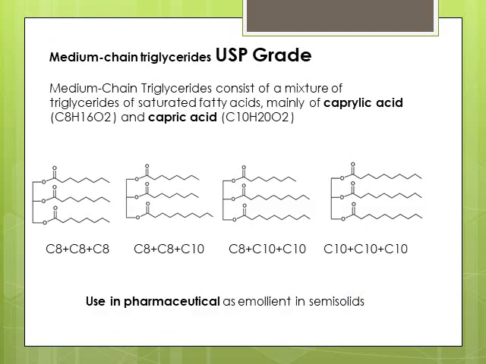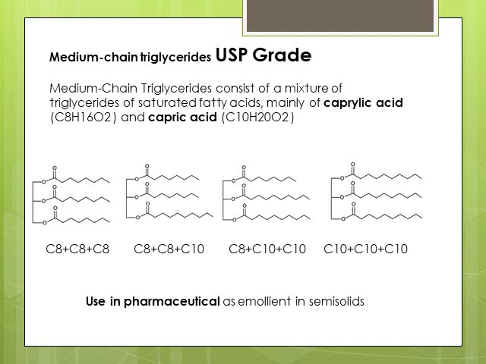The MCT USP grade, according to USP monograph, we could only have caprylic acid and capric acid in the structure. There are 4 different molecules of USP grade MCT. One of them, the first one, we could have all 3 fatty acids to be capric acid or all 3 to be caprylic acid. Next, we could have 2 caprylic acid, 1 capric, or we could have 2 capric, 1 caprylic acid. So there are 4 different types of molecules.